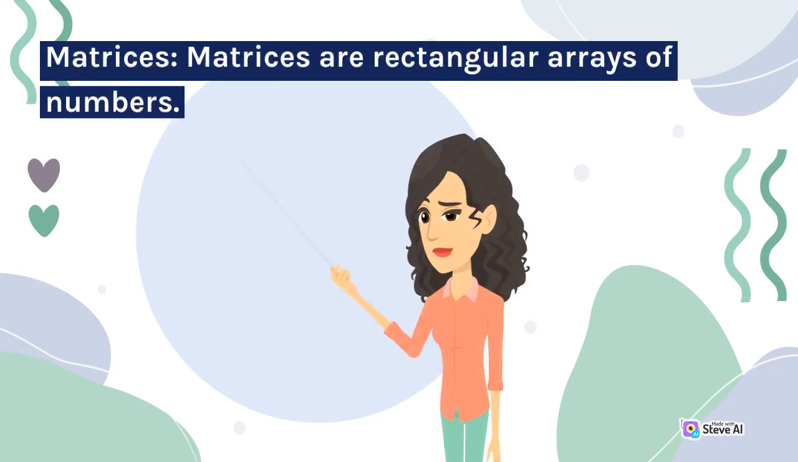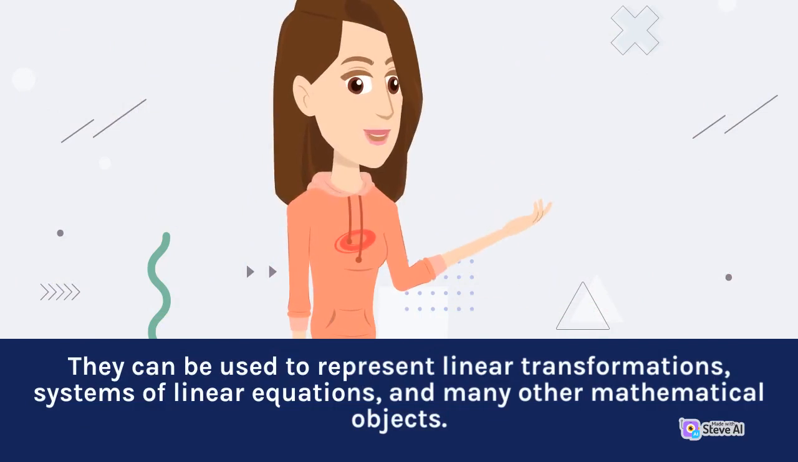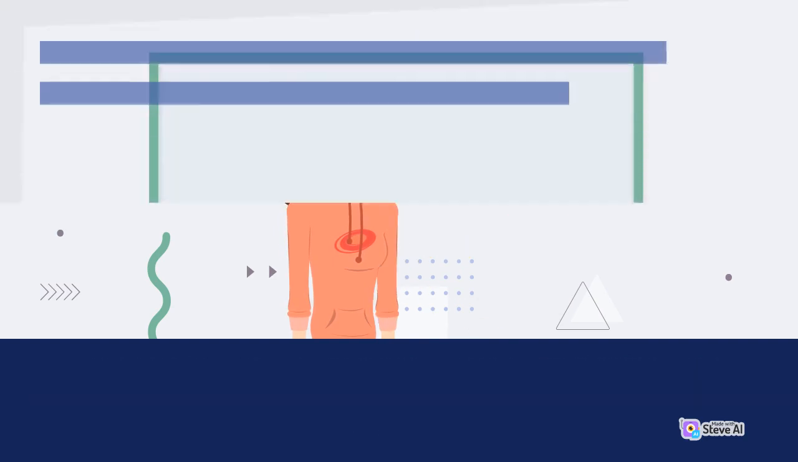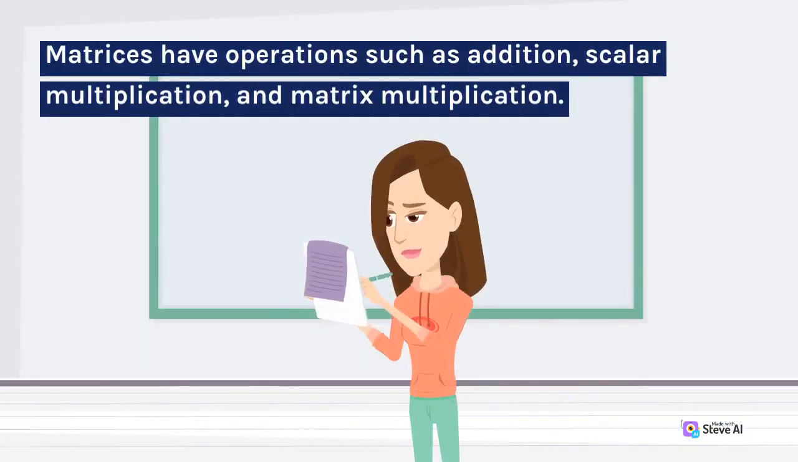3. Matrices. Matrices are rectangular arrays of numbers. They can be used to represent linear transformations, systems of linear equations, and many other mathematical objects. Matrices have operations such as addition, scalar multiplication, and matrix multiplication.